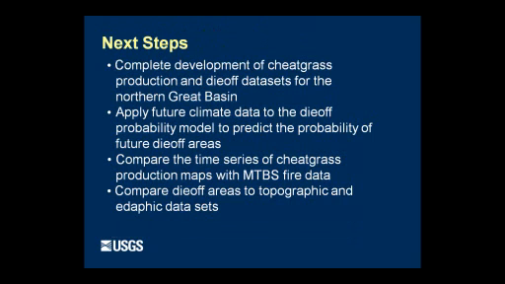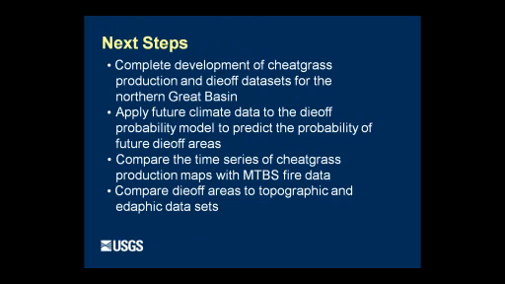And to finish up, I want to talk about our next steps. We're working right now on completing the development of cheatgrass production and die-off data sets for the northern Great Basin. They'll look very much like the data sets that I just showed you. We're also, as I alluded to, going to apply future climate data to the die-off probability model so that we can predict the probability of future die-off areas.